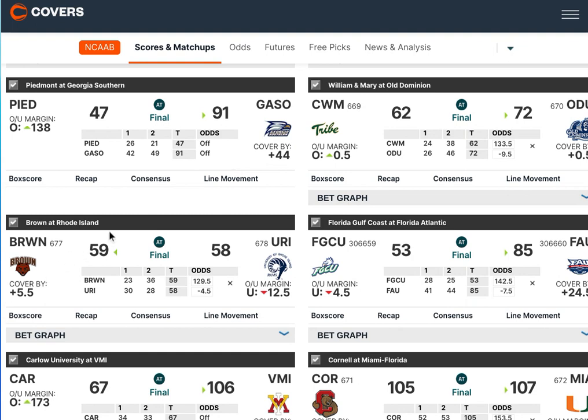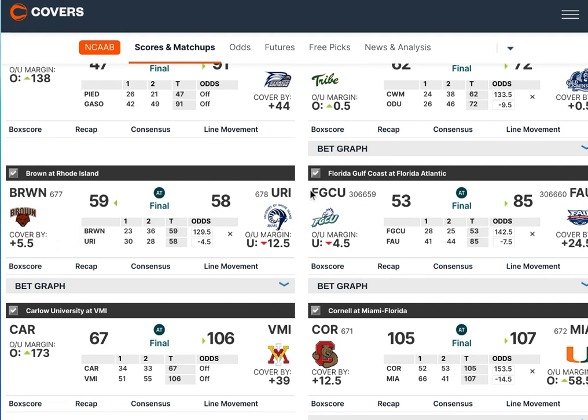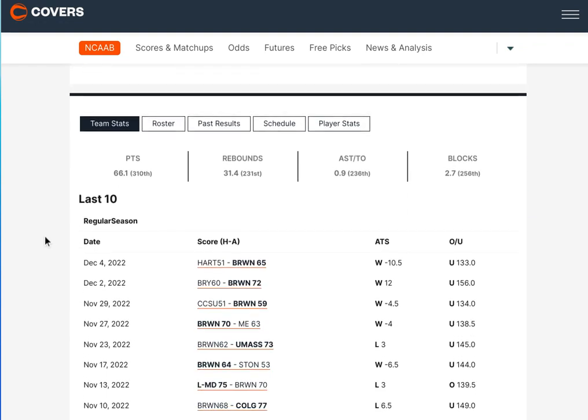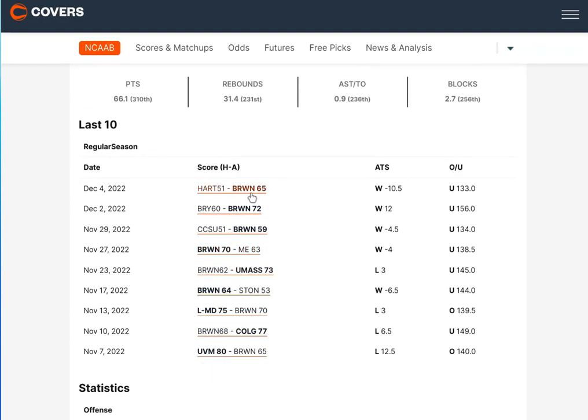All right, so the Brown, we'll start with this one first. Now you look at the record, 5-4, so we scroll down here and we look at their, say, last 10 games or so. All right, lost to Vermont. They lost to Colgate. They lost to Loyola, Maryland. Okay, so the 0-3 back November 7th, November 10th, November 13th. Now look what happened since then.